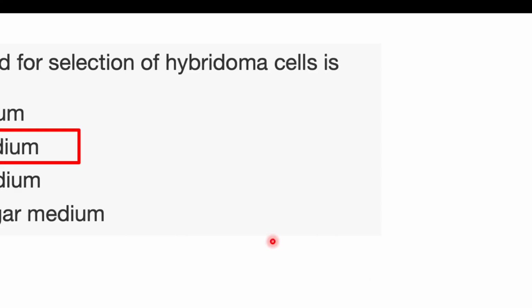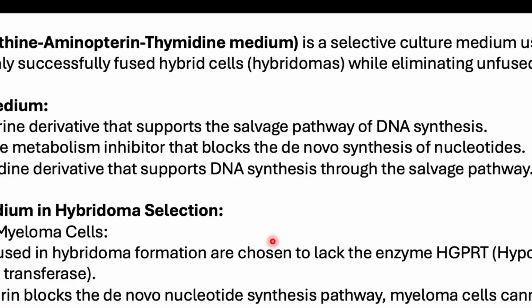The correct answer is option B, HAT medium. You guys have answered really correctly. HAT medium is a selection medium for hybridoma cells. Now, what is HAT medium? As we have already discussed, but let us go a little bit deeper into the concepts. HAT medium stands for three components: hypoxanthine, aminopterin, and thymidine. It is a selective culture medium used in hybridoma technology to ensure survival of only successfully fused cells.